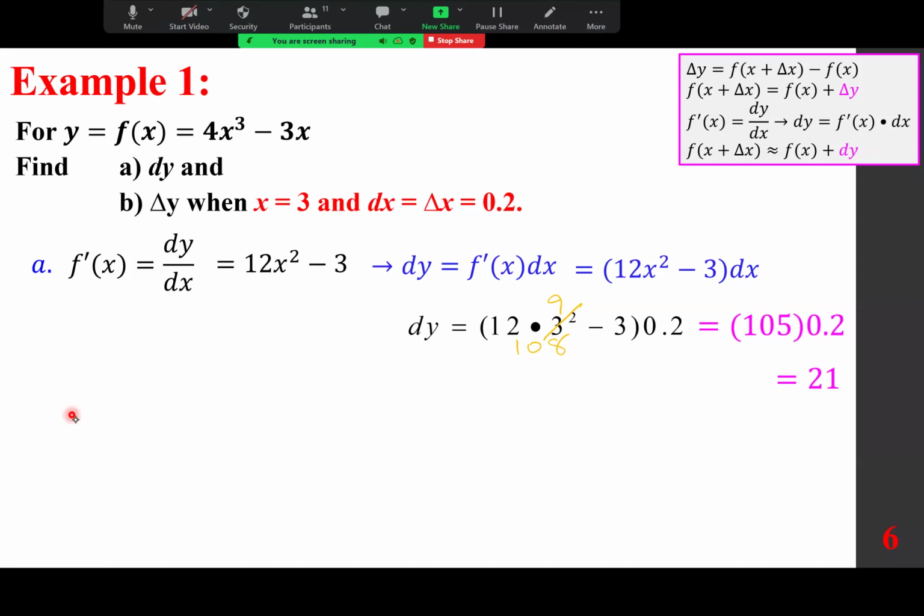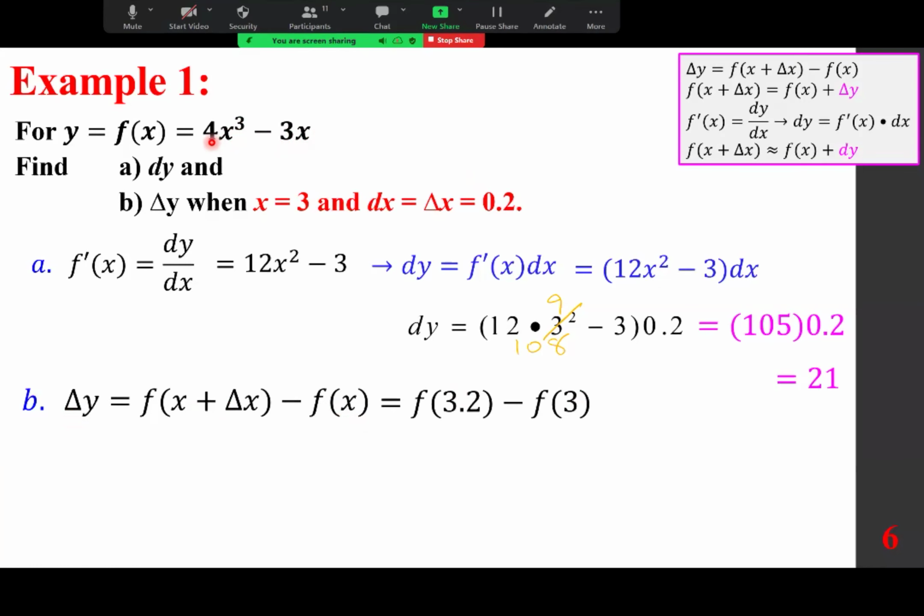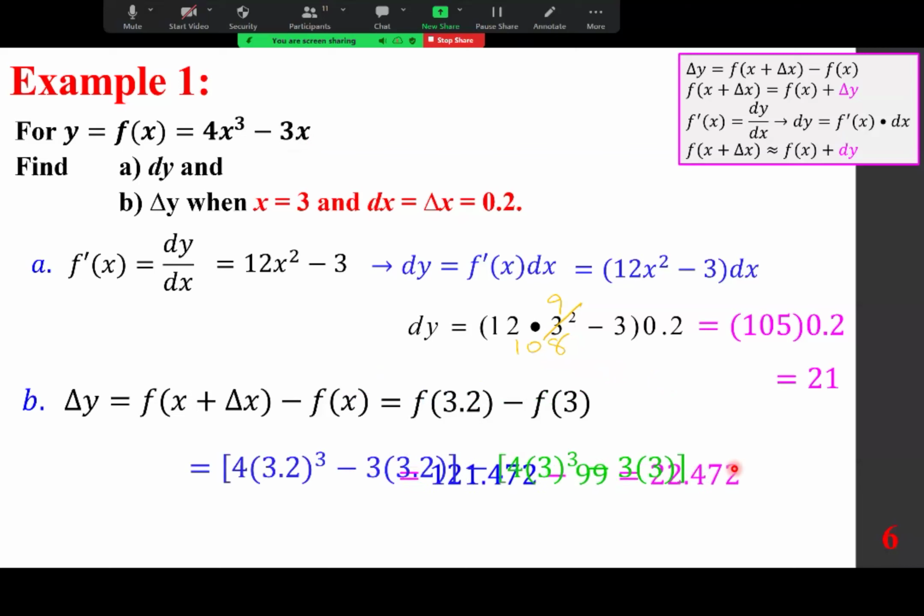Let's do the same thing for delta y. By definition, it is f of x plus delta x minus f of x. Therefore, f of 3.2 minus f of 3. Elementary algebra: plug in 3.2, you get 4 times 3.2 cubed minus 3 times 3.2. Plug in 3, 4 times 3 cubed minus 3 times 3. And put this into a calculator. This one is easy, of course, and you end up with 121.472 minus 99, or 22.472.